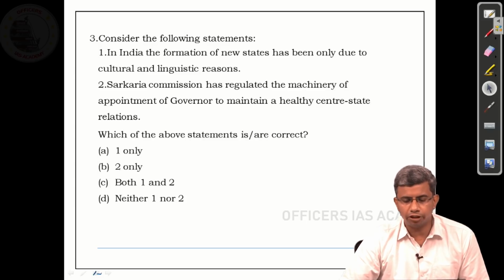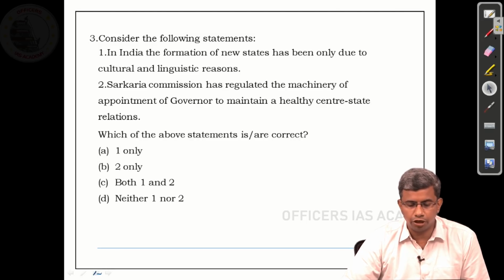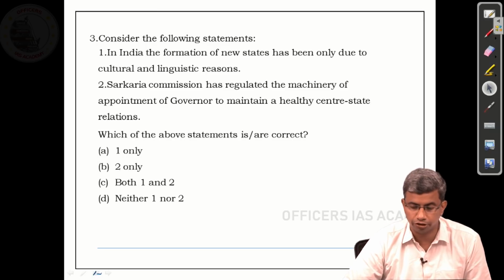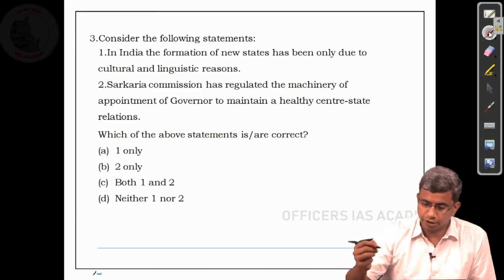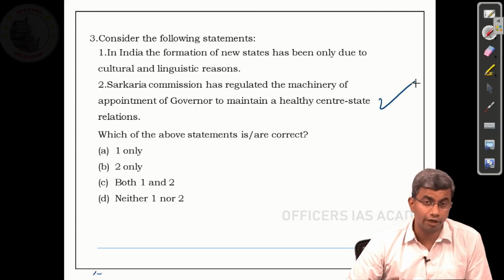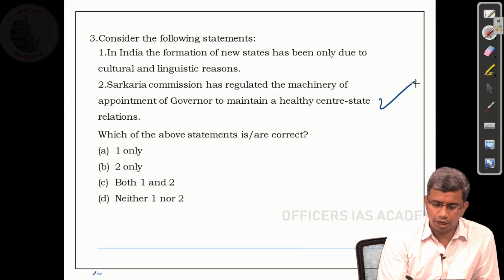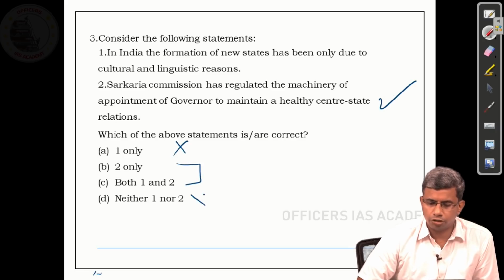In India, the formation of new states has been only due to cultural and linguistic reasons. Sarkaria Commission has regulated the machinery of appointment of governor to maintain a healthy center-state relations. So we know the second statement is correct because Sarkaria Commission was about center-state relations and it did give recommendations about governor which we have discussed in detail. So the second statement is correct. So the option now becomes between B and C. These two are ruled out. Now what is the first statement?